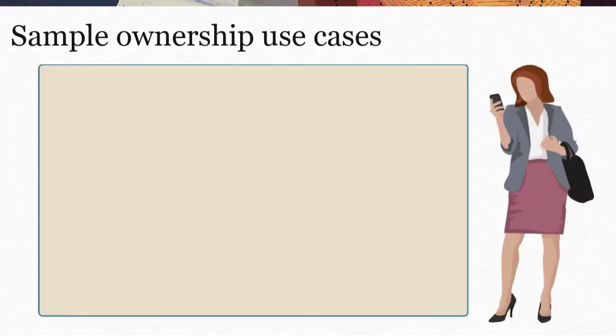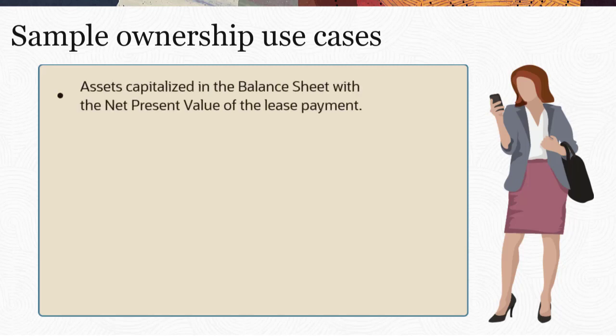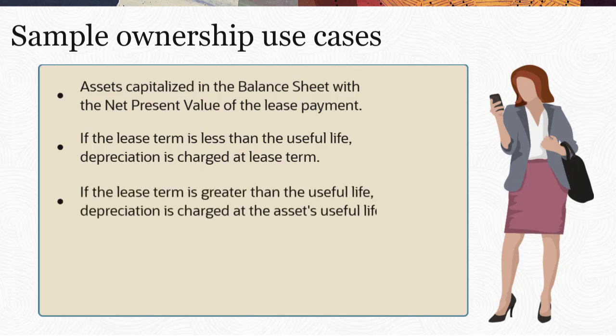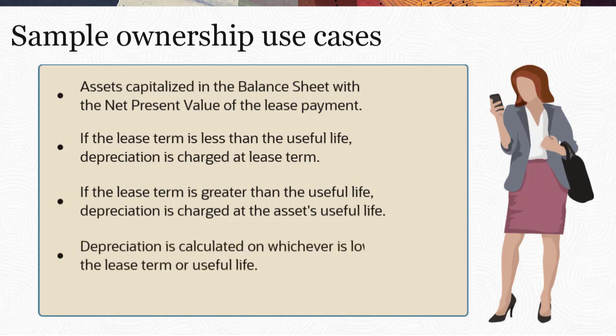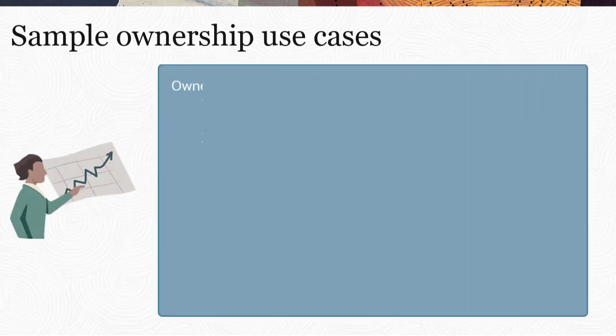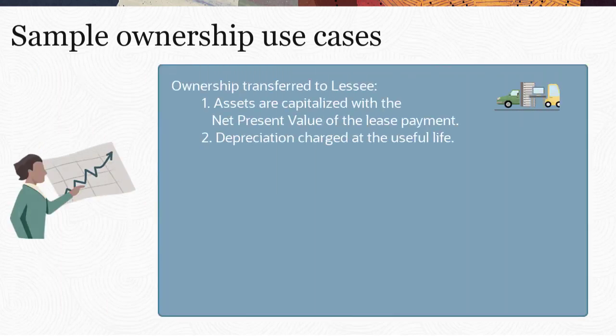When ownership of an asset stays with a lessor, assets are capitalized in the balance sheet with a net present value of the lease payment. If the lease term is less than the useful life, depreciation is charged at lease term. If the lease term is greater than the useful life, depreciation is charged at the useful life of the asset. Depreciation is calculated based on whichever is lower between the lease term or useful life, since asset ownership is with the lessor. If ownership will be transferred to the lessee, assets are capitalized with the net present value of the lease payment, and depreciation is always charged at the useful life.